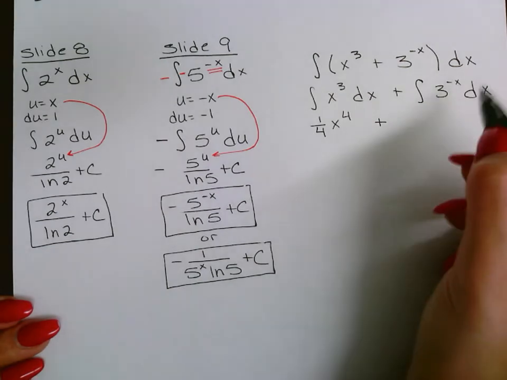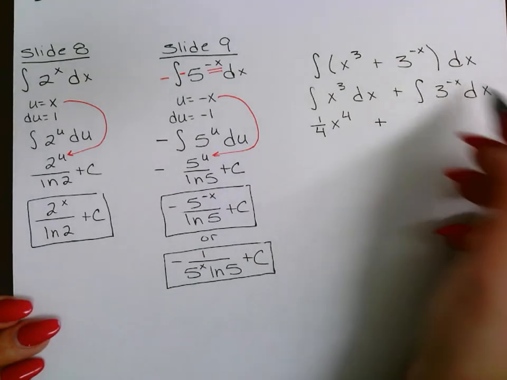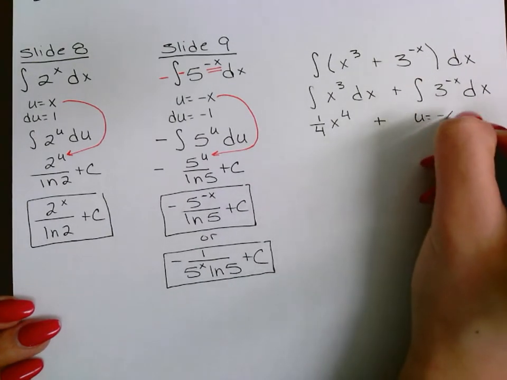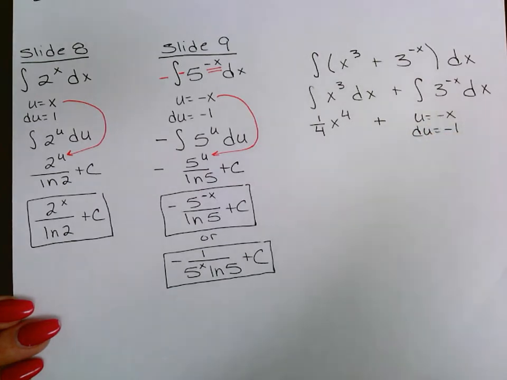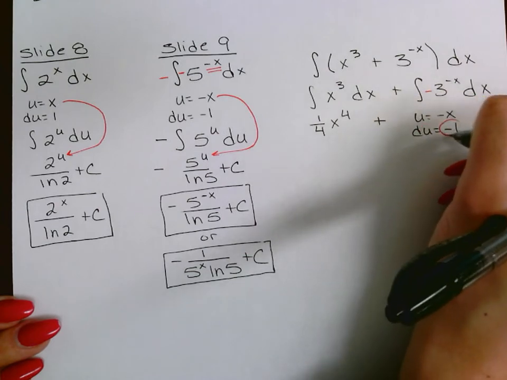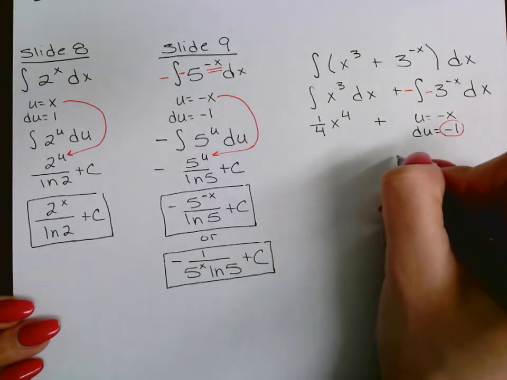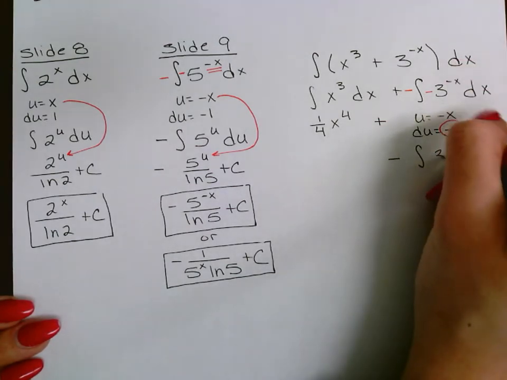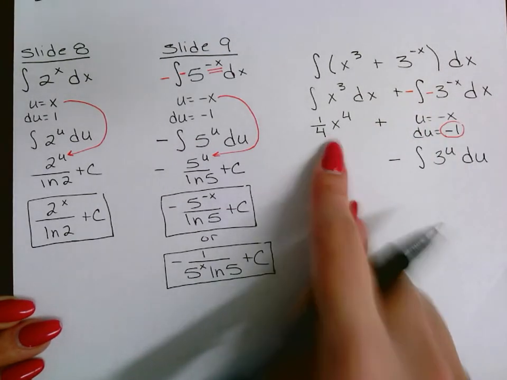Now, this next one on the right side is an exponential function because the function is in the exponent. Who is my u? Good, negative x. The derivative of that is negative 1. Am I missing anything? Good, I'm missing that negative. So instead, I'm going to subtract. So I'm going to have a minus integral of 3 to the u du. And I'll end up bringing this guy down in a moment.